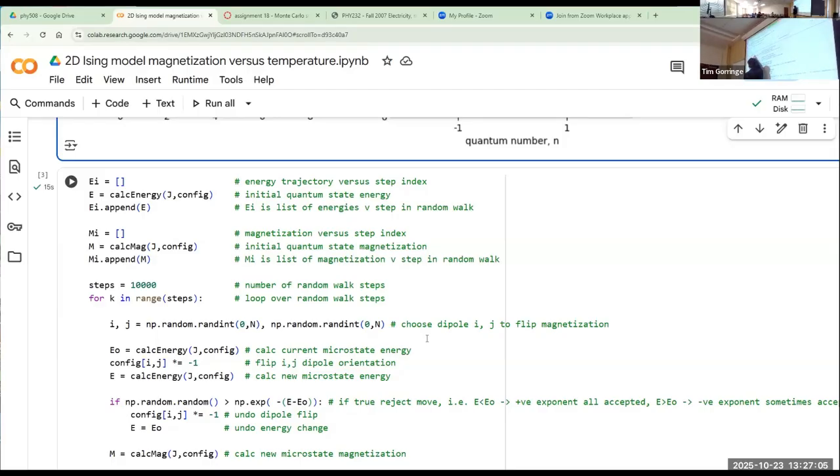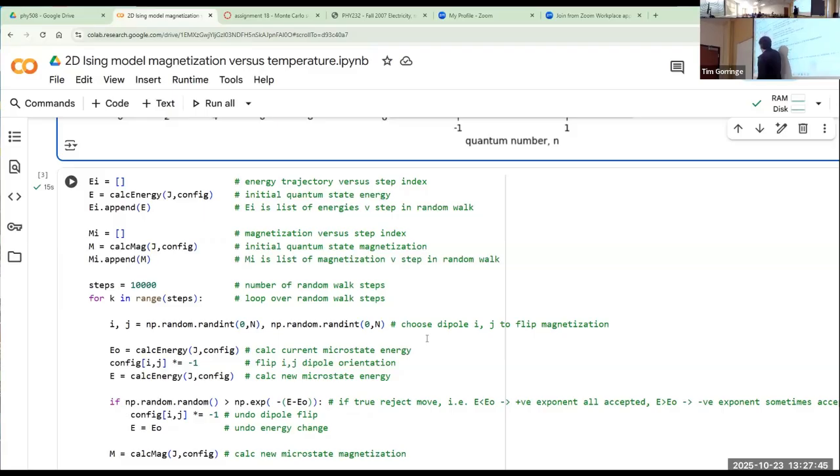This list EI that I'm initializing here is just going to store the energy as I take this random walk of many steps through the microstate. So this is like an energy trajectory, and I just put in the first energy based on my initial state of randomly orientated dipoles. There's also another list that I'm going to create of the magnetizations of the dipoles as I take my random walk. So again, it's going to be a magnetization trajectory on the random walk.